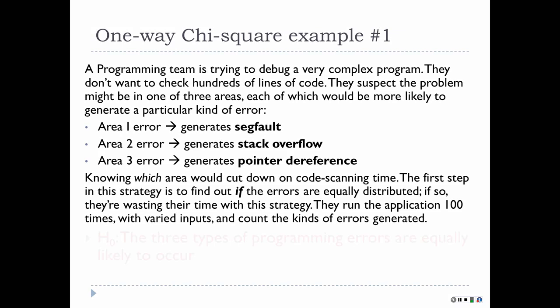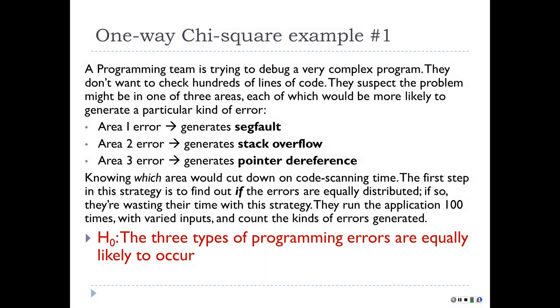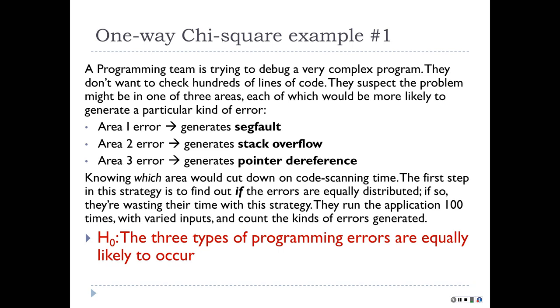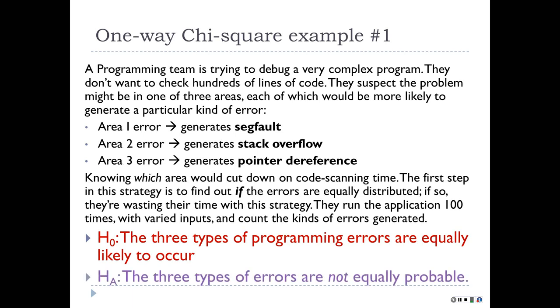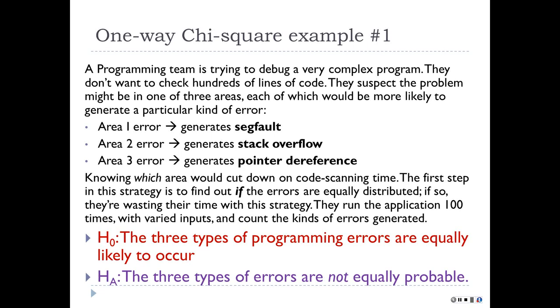So their null hypothesis is that the three types of programming errors are equally likely to occur. They can't tell which one is most common until they first look and see if they're equally common. Kind of like ANOVA. You do the F test, the omnibus test first, and then you do individual tests. The alternative hypothesis is that the three types of errors are not equally probable, but there are differences in their frequencies.